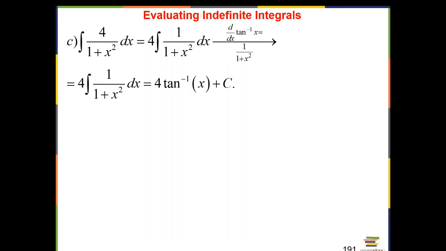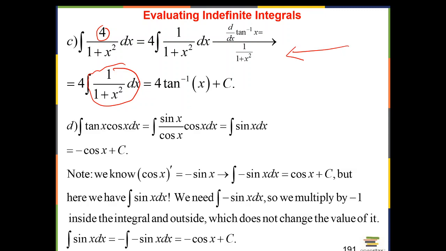Now the C part, what do we do with this? Well, it looks like the table, except it has this extra 4 here, so we could bring it out. And then 1 over 1 plus x squared, we know what this is. That's just tangent inverse, right? We know the derivative of tangent inverse is that. So this is 4, and the antiderivative of all of this is just 4 tangent inverse x plus c, right? Again, going backwards in the table. All right.